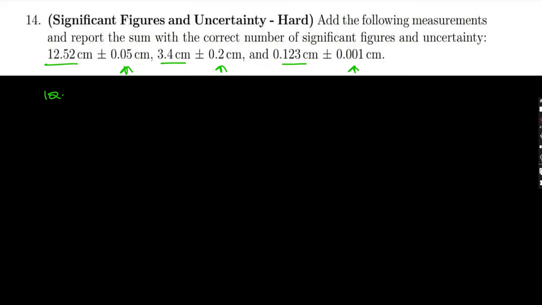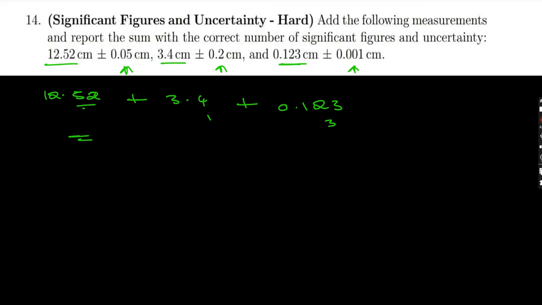We have 12.53 plus 3.4 plus 0.123. Now the trick part of this: when you are adding decimal numbers, our answer is going to be represented with the smallest number of decimal places. As you can see here, it has two decimal places, here we have 1, here we have 3. So our answer should have 1 decimal place. That happens when we are adding and subtracting. When we are multiplying, we follow the answer with the smallest significant figures. That's how we do it.